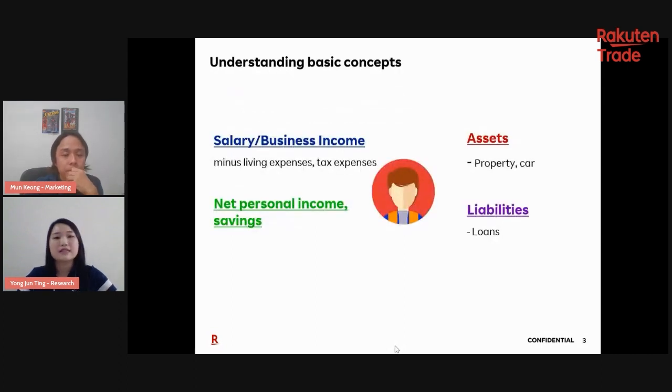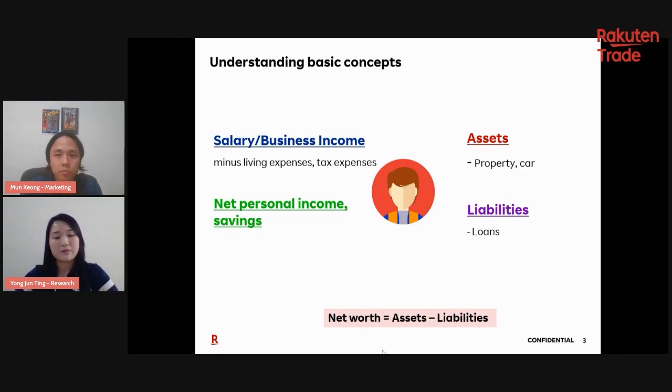Okay, so let's give 1 or 2 minutes back to basics first. Imagine, from a personal point of view, you have your salary. This is your income. You minus all your living expenses and your tax expenses, then it comes to your net personal income, which comes to your savings. On the other side, you have your assets, such as your property, car, or stocks, and you have loans as your liability. So when we study the financial health of a person, we also look at their net worth, which is assets minus liabilities.